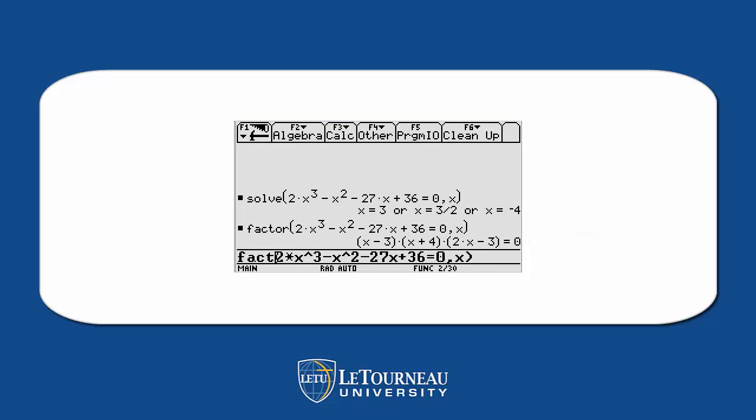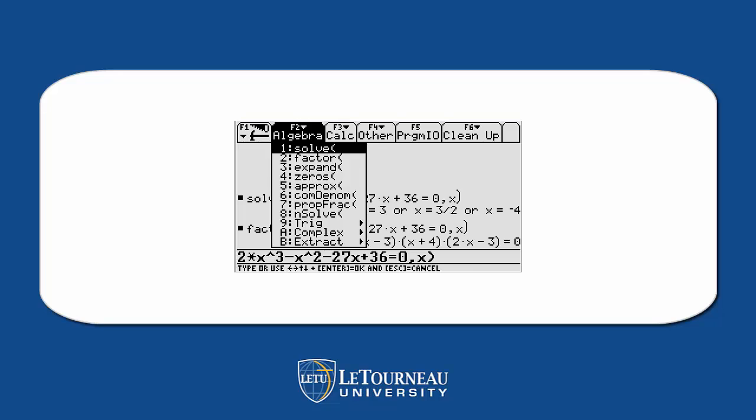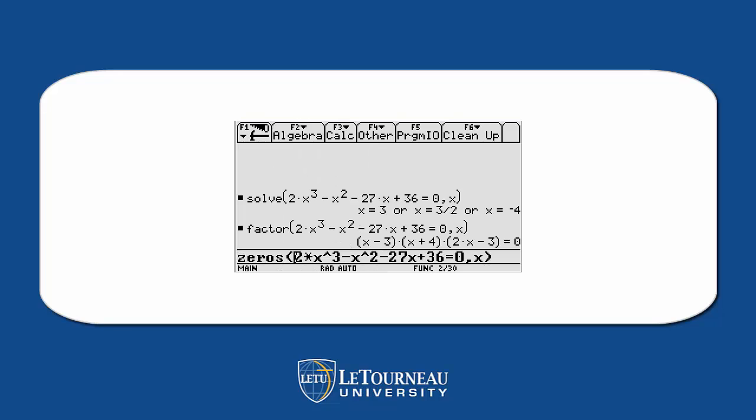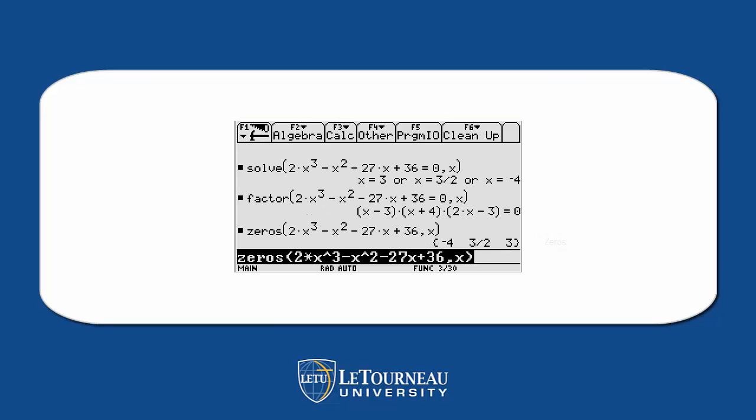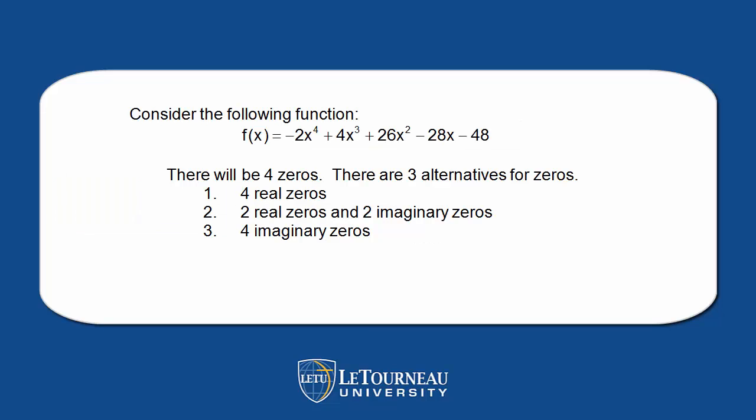Now, let's also find the zeros of this function. So we'll go up to F2, and come down and use option 4, which is zeros. This time we have to edit it a little bit, because we can't make it equal 0 and have the calculator find the zeros. So there are the zeros. Notice that all 3 of the things, minus 4, 3 halves, and 3, are the solutions, the factors, the zeros, and the x-intercepts.